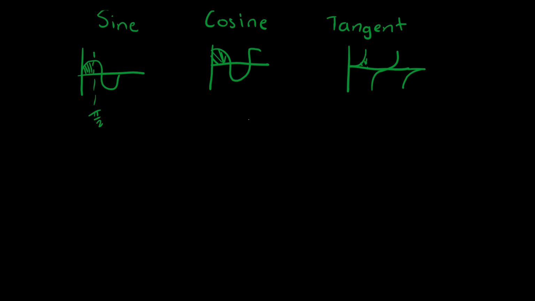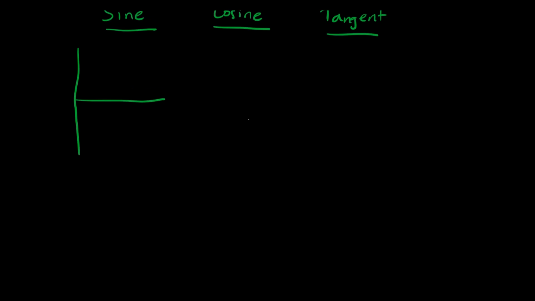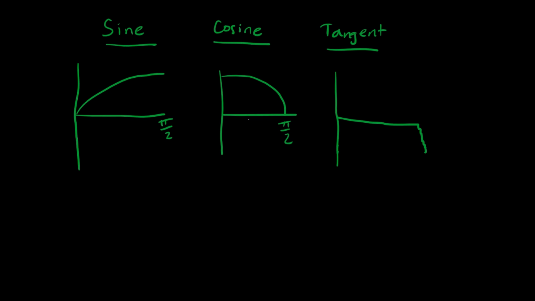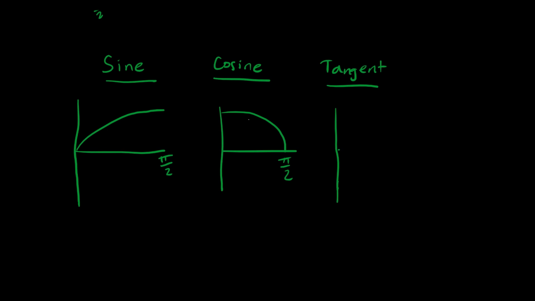And when we draw this again, sine, cosine, tangent, we get this, for pi by 2, we get this, and we get this for pi by 2. Now pi by 4 will come right in the middle.